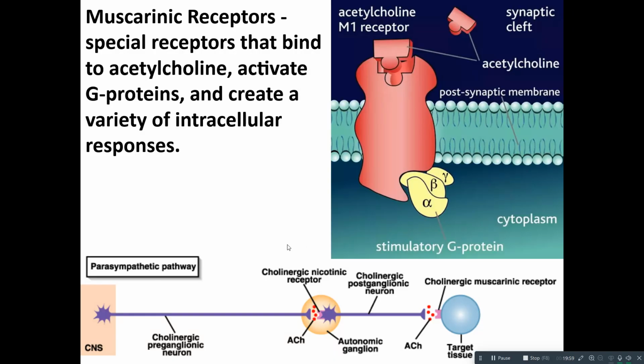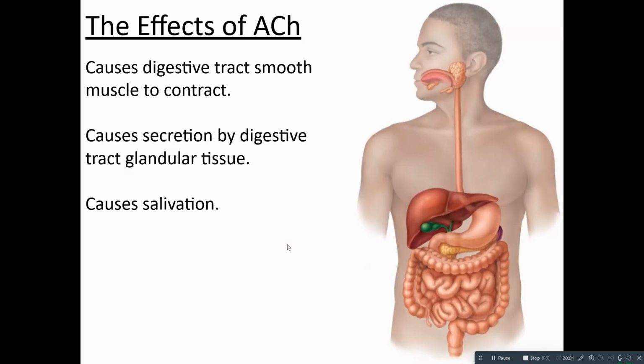Okay, so those are my two varieties of cholinergic receptors. Let's talk about what acetylcholine does. It causes digestive tract smooth muscle to contract. So the smooth muscle in the intestines, the stomach, the esophagus gets to contract. It causes digestive glands to secrete. So like stomach secretions, pancreatic secretions, intestinal secretions. It causes salivary glands to increase their salivation.